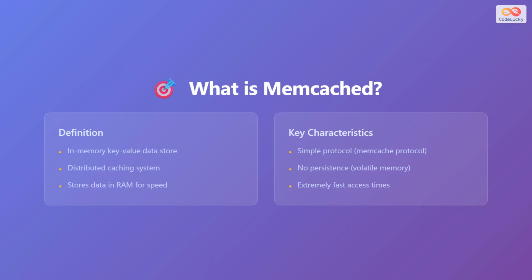So what exactly is Memcached? Memcached is an in-memory key-value data store that operates as a distributed caching system. It stores data directly in RAM, which makes it incredibly fast compared to accessing data from a database. Unlike databases that persist data permanently, Memcached is volatile, meaning data is lost when the server restarts. This is intentional and by design.